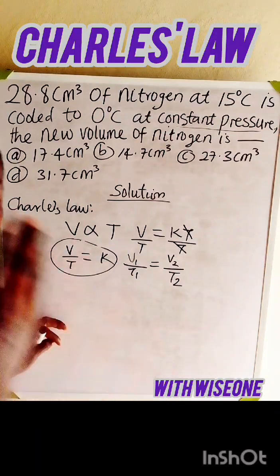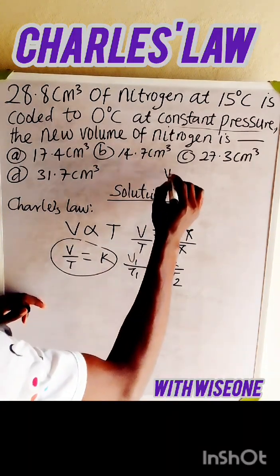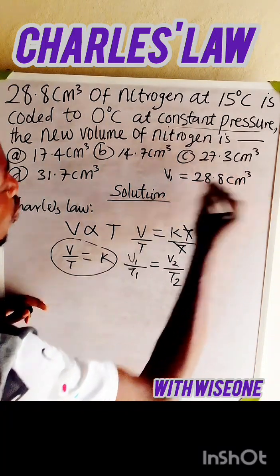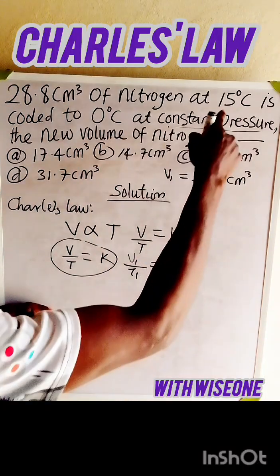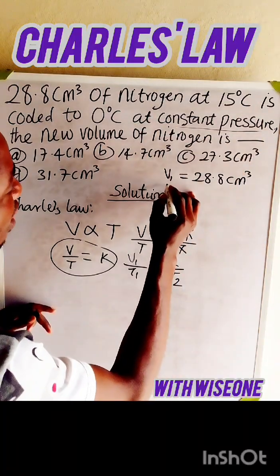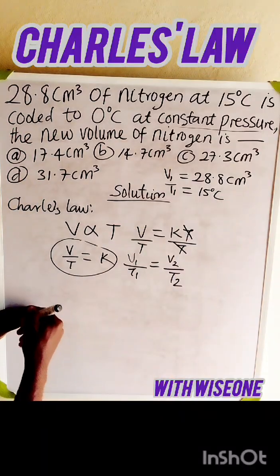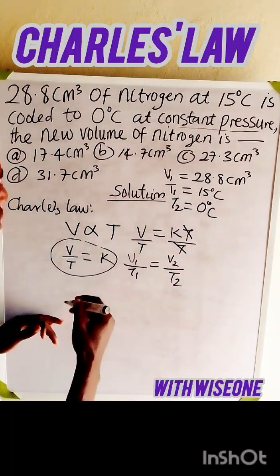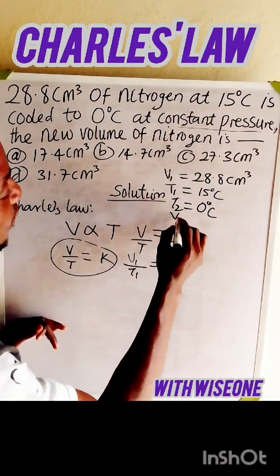Now let's spell out the parameters that are given to us in the equation. So the parameters are volume. V1 that is given to us is 28.8 cm³. How did I know that this is volume? This is V1 because of the unit that is attached. Okay, so there's another thing that is given to us here in degrees Celsius. That is our T1, 15 degrees Celsius. Another thing that is given to us here, this is T2. T2 is given to us to be 0 degrees Celsius. And we are asked the new volume of nitrogen. So we are asked for V2.